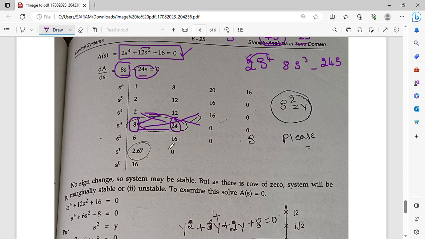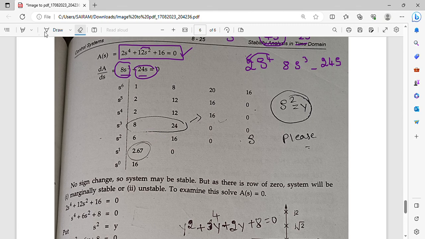ಇವೆಲ್ಲ ಇದು 0 ಬರುತ್ತೆ. ಮತ್ತೆ ತಿರ್ಗಾ this is nothing but 2.67 ಹಿಂಗೆ ಬಂತು. So 2.67 is nothing but 6 into 24 minus 8 into 16 divided by 6, which is 2.67, and this is 6 into 0 minus 8 into 0 whole divided by 6, which is equal to 0. Correct? So ಈ ತರ ಸಾಲ್ವ್ ಮಾಡ್ಕೊಂಡು ಹೋಗ್ಬೇಕು, right?